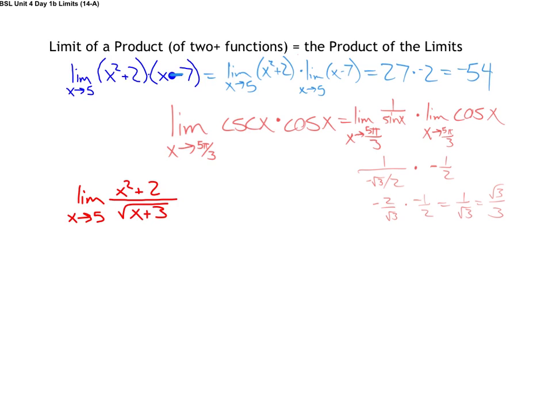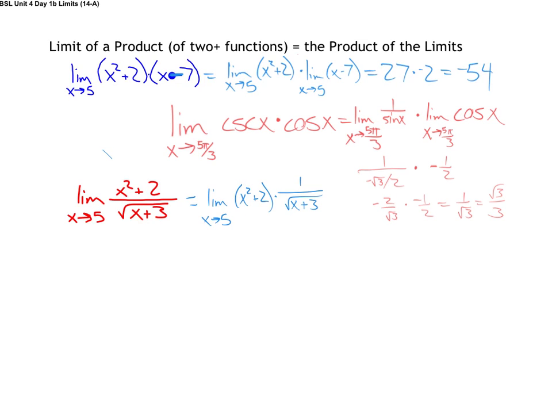All right, one other thing here. You'll notice I gave you another example. This is obviously not a product, it's a quotient. But remember, all division problems are simply multiplication problems in disguise, right? This is just the limit as x approaches 5 of x squared plus 2 times 1 over the square root of x plus 3, right? It's just multiplying by the reciprocal. That's actually what the definition of division is. It's multiplying by the reciprocal of something.